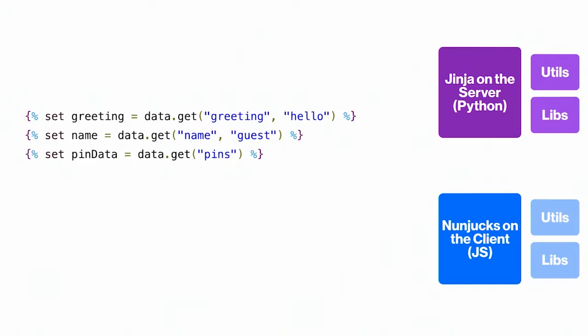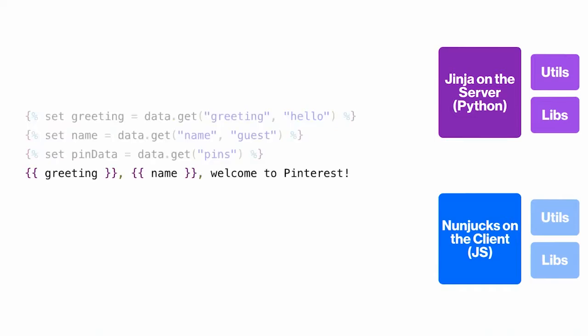Is anyone familiar with Node.js or Jinja at all? Very few people. It's not that complicated. You can see a code snippet. It's very common to many templating languages. Here we're setting up a few variables. The next line will actually render something. If greeting is set and name is empty, it will render "Hello guest, welcome to Pinterest."